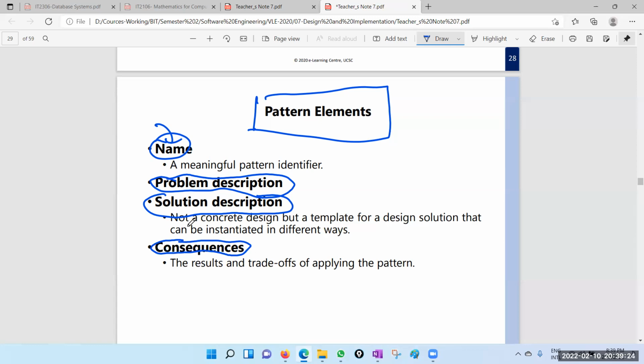A solution cannot be applied to all places. A solution can have some drawbacks, some limitations. So when we document design patterns, we better mention those as well. So this has this limitation. There's a prerequisite if you are applying this pattern, etc. Okay.